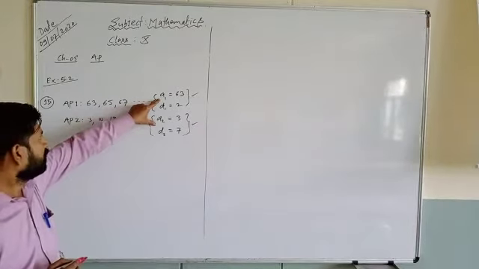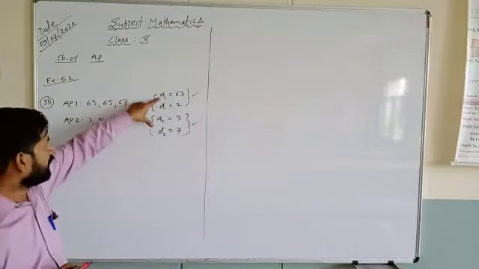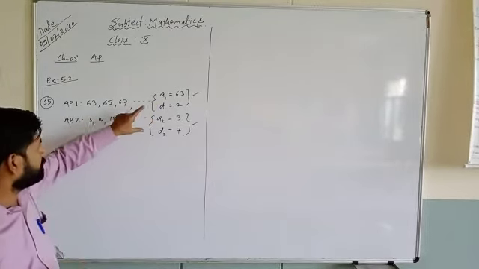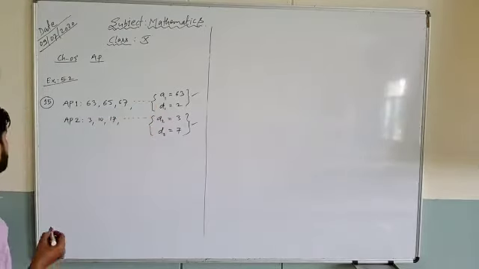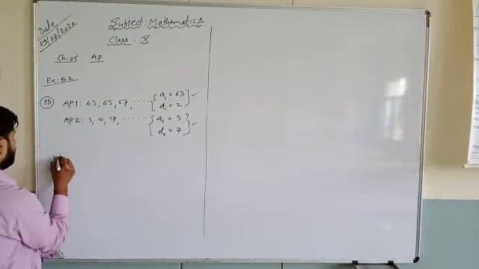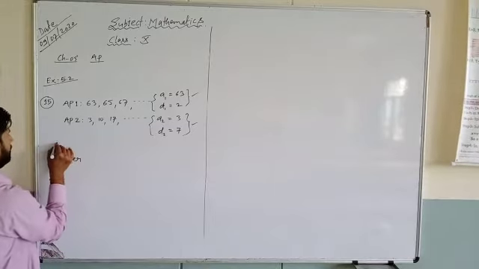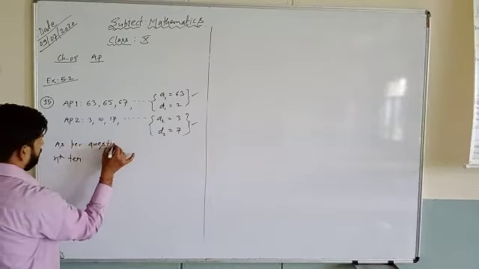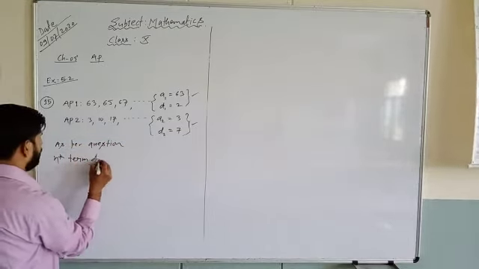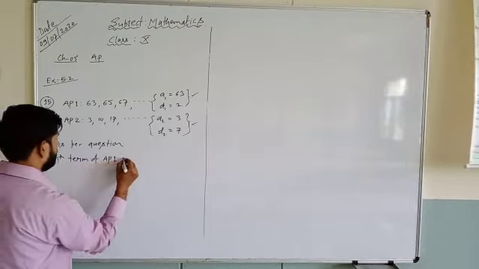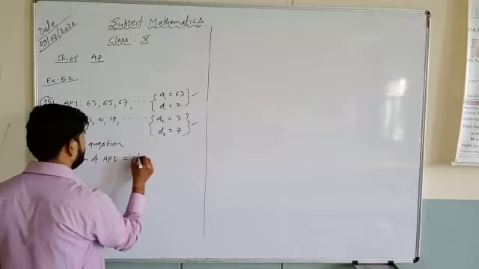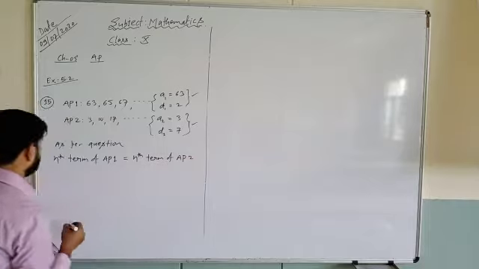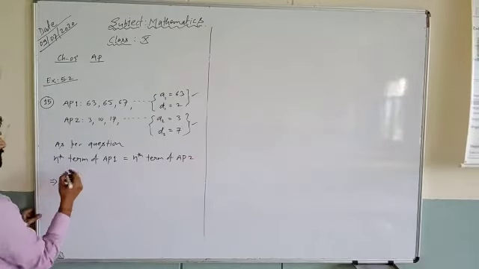So these are the data for the first AP and the second AP. The first terms of the two APs are denoted by A1 and A2, and their common differences by D1 and D2. As per the question, the nth term of AP1 equals the nth term of AP2.